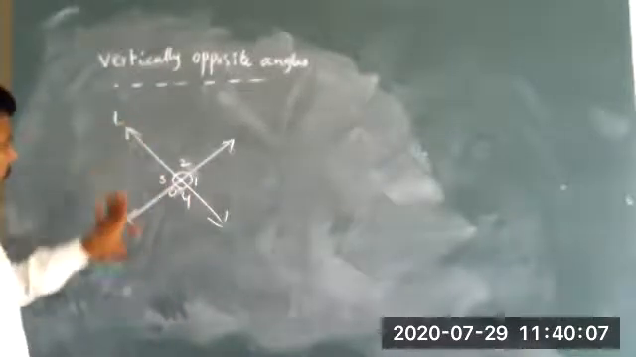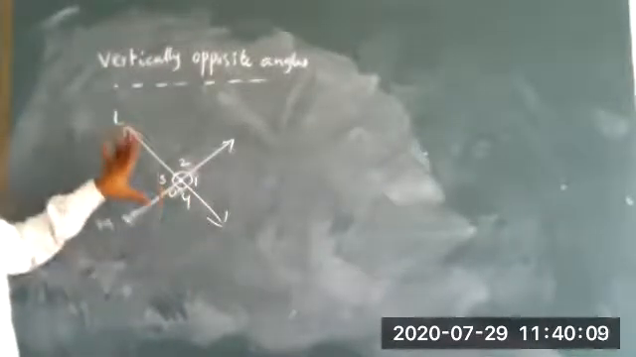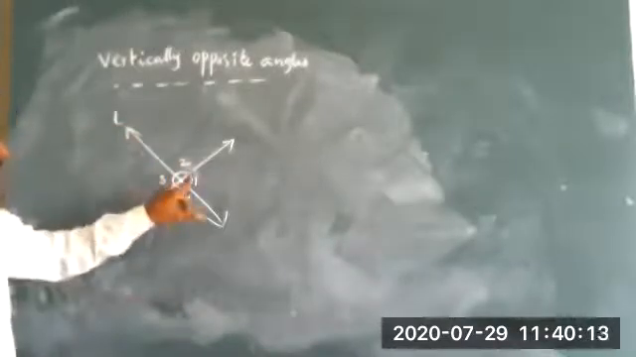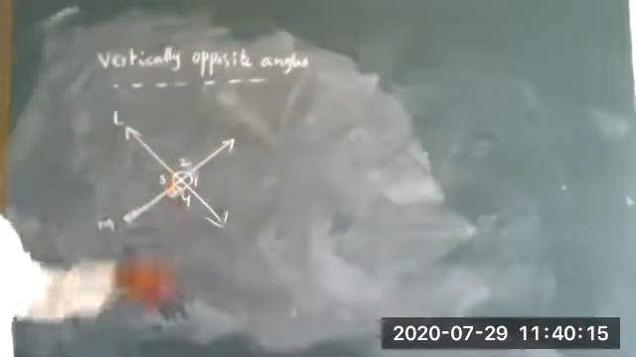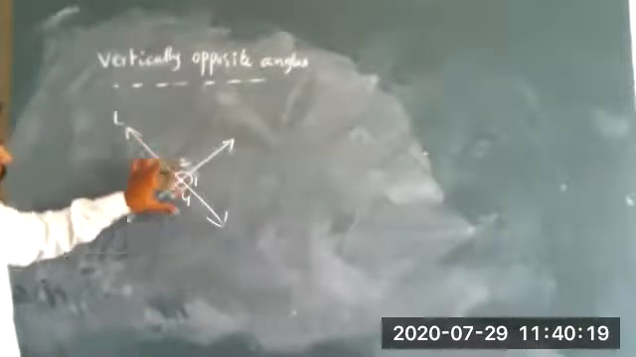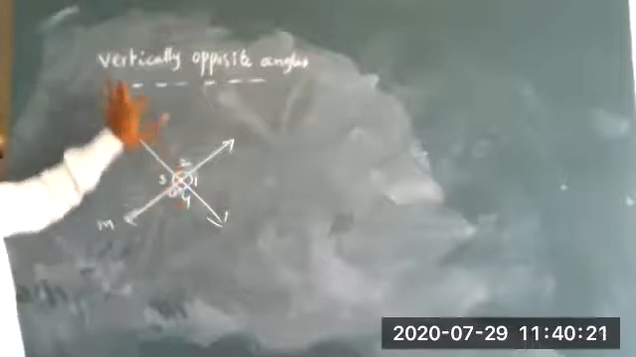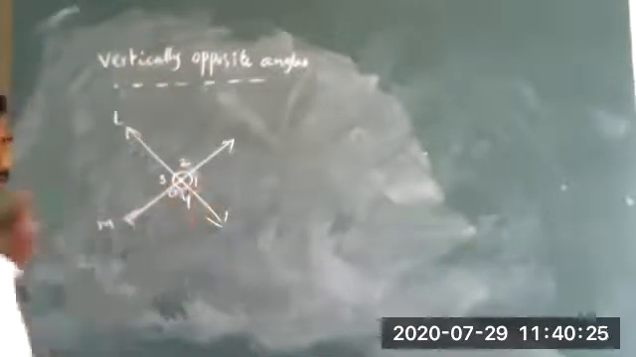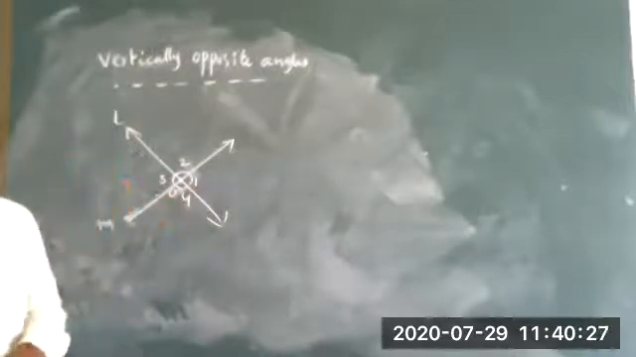So L and M are two lines. They meet at one point, the intersecting point. Here 4 angles are formed. So opposite angles: these are 2 and 4. These two are opposite angles, called vertically opposite angles. And 1 and 3 are also opposite angles, also called vertically opposite angles.